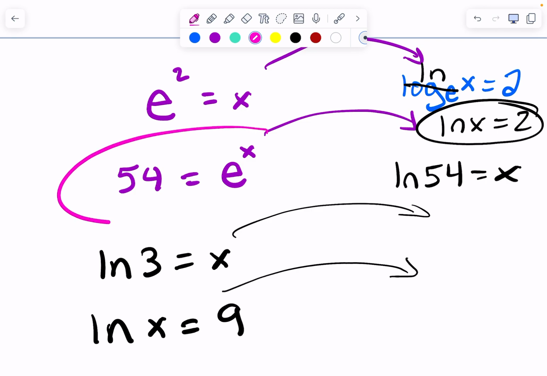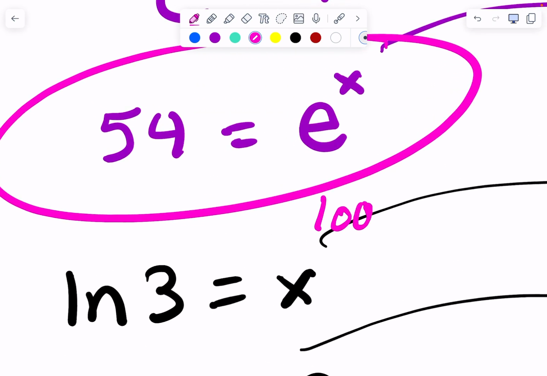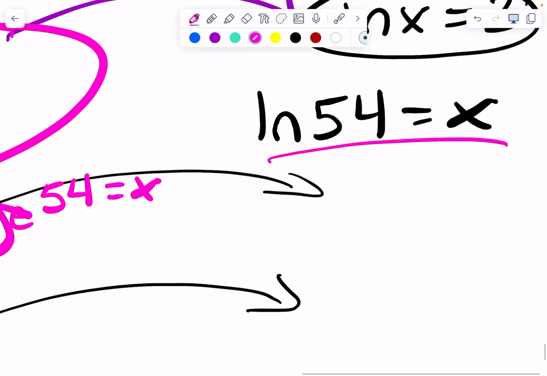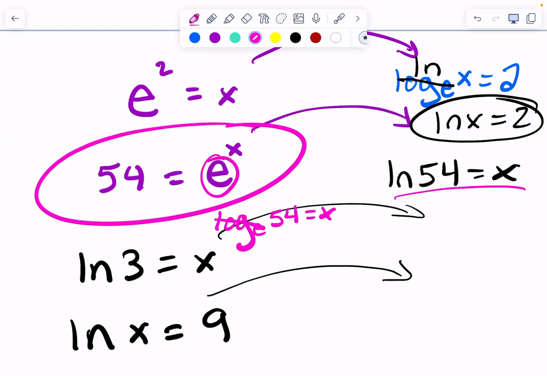This one. I wrote it backwards on purpose, because if you were to rewrite it, you start with log. What's the base of the log going to be? e, because e is the base of your exponent, right? And then you switch the other two around. 54 equals x, right? But log e is ln, so ln 54 equals x. So just look for what the base number is, because sometimes they might have it switched around.